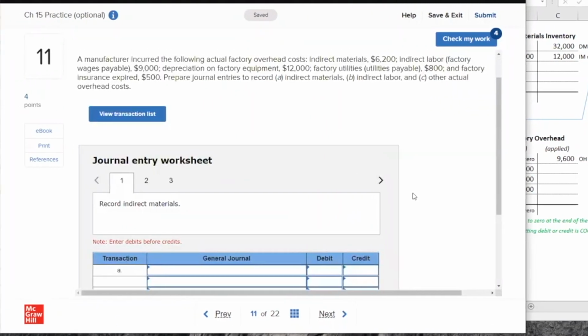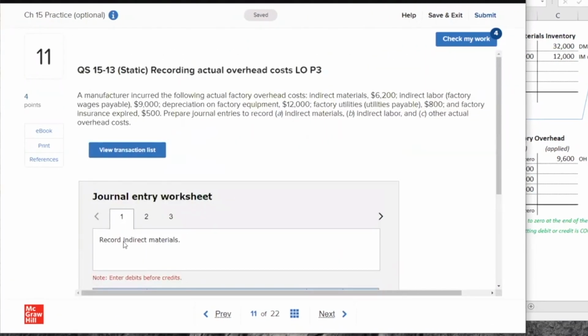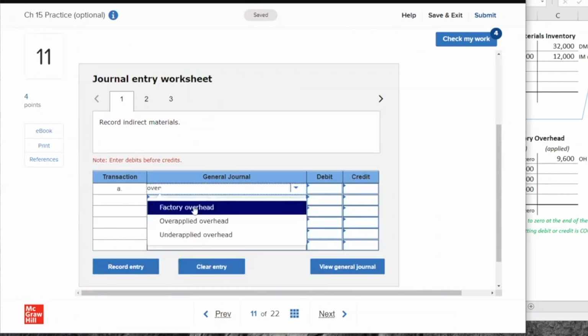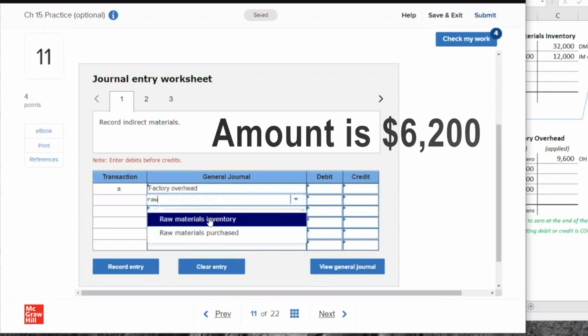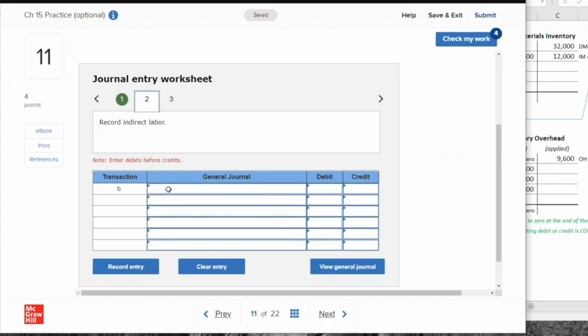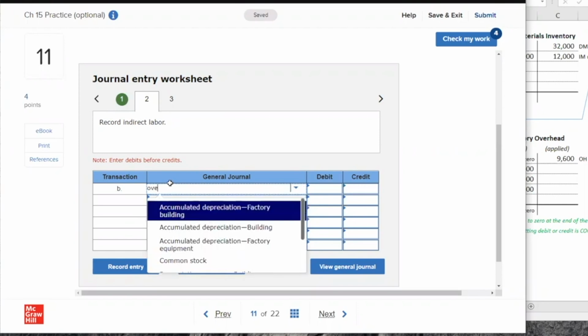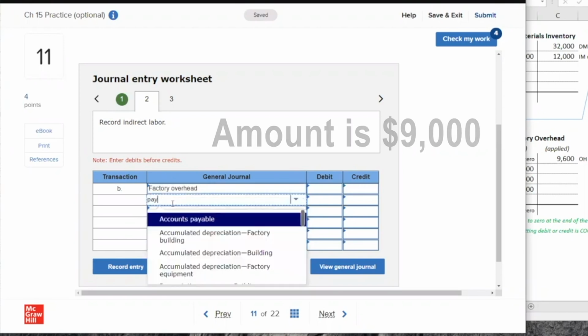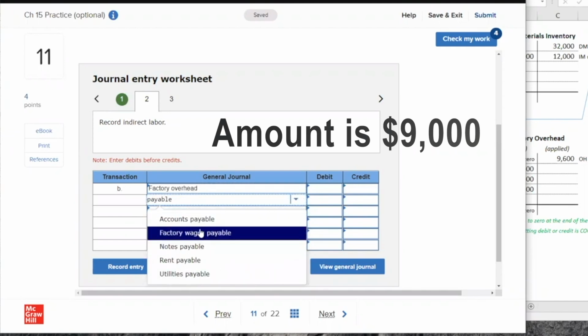Now this, I don't think I need to go through this. It's just record actual overhead costs. So again, to record indirect materials used, just debit factory overhead. And then credit raw materials. We've been through this before. Indirect labor, we debit, of course, factory overhead, right? We'll credit wages payable, something like that.